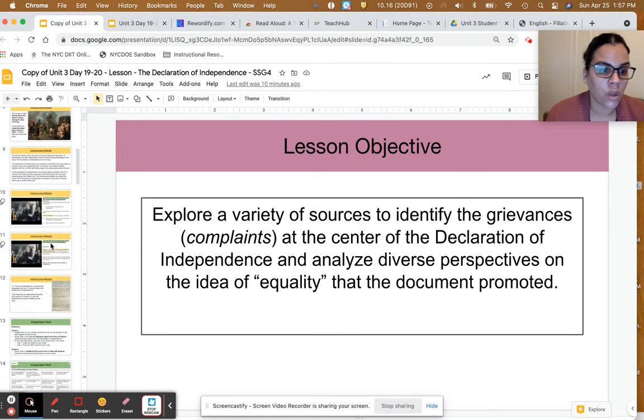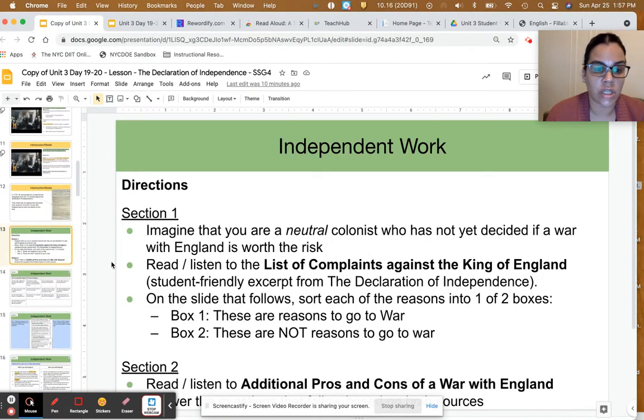Once students are in heterogeneous groups, they are going to do work in two sections. In the first section, they are going to pretend that they are neutral. They're trying to choose a side, whether we should go to war with England or we should not. We should keep things the way they are. So they're going to read off.